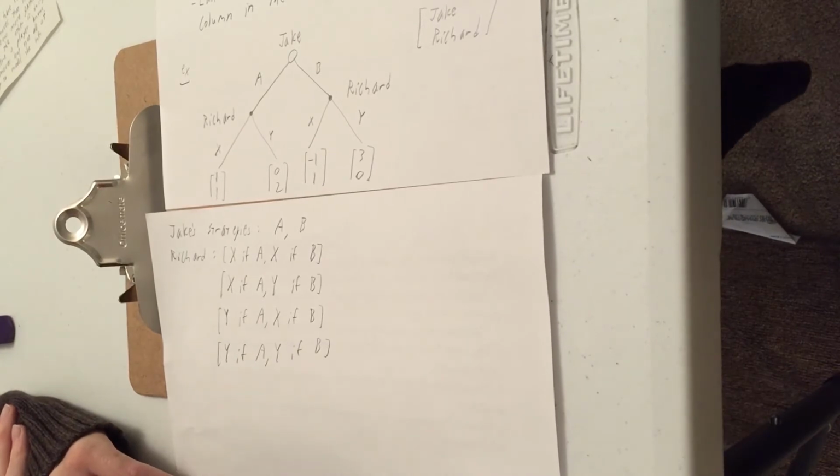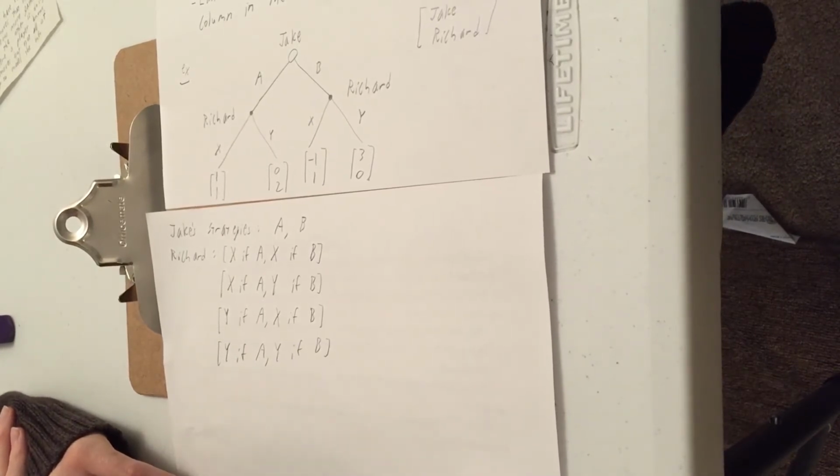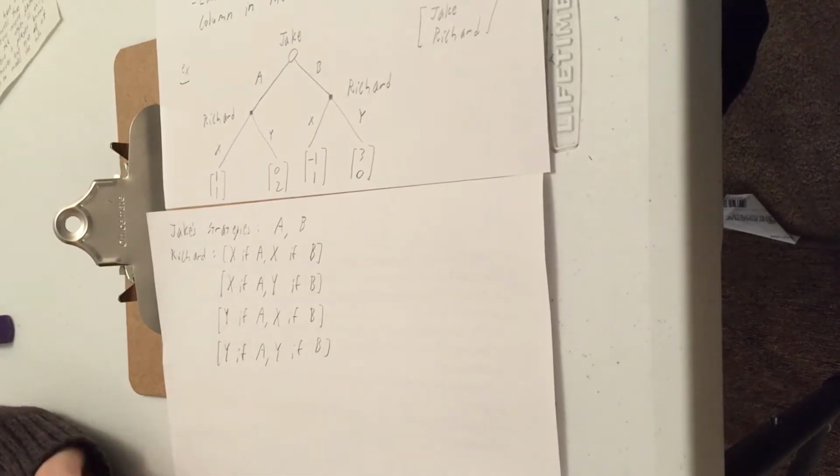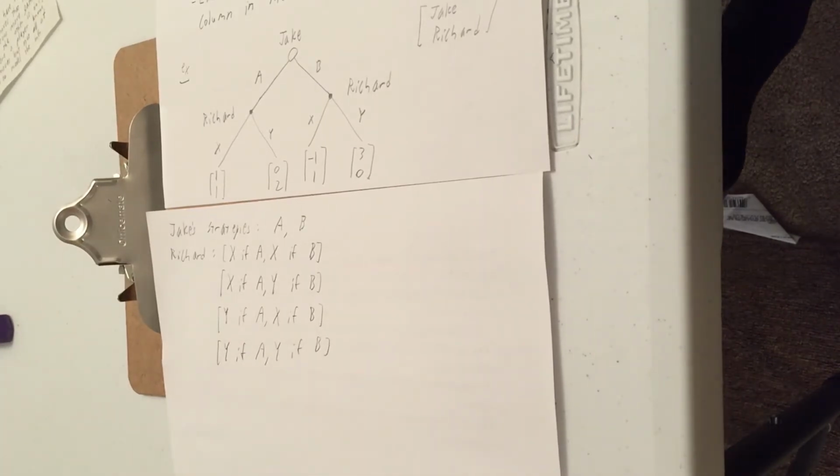So Jake has two strategies. That means we'll have 2 rows or 2 columns in our table depending upon where I put Jake. Richard has 4 strategies, so Richard has 4 columns or 4 rows, again depending upon how I want to set this up.